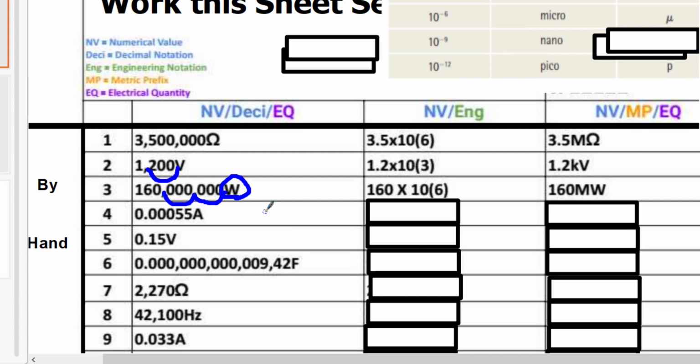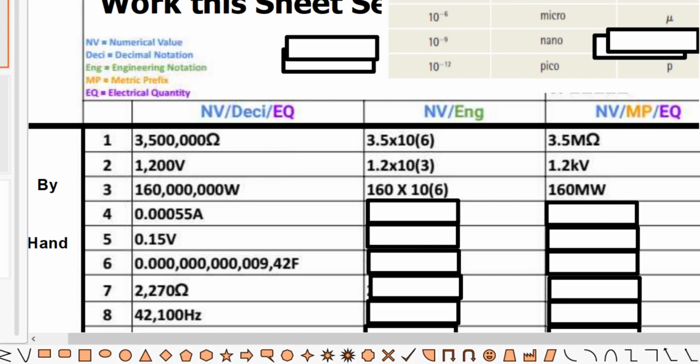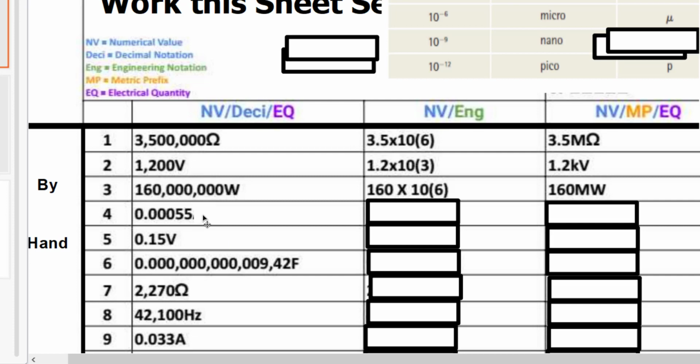Now, here is one that is a decimal number, or less than 1, that I need to convert into engineering notation. And whenever I convert a number that is less than 1 into engineering notation, I'm going to have a negative exponent. And this one is a good example of why jumping in jumps of 3 can be so helpful. All right, so it's 0.00055 amps. And I'm going to do away with the A here just for a minute, just to help me make my point to you.